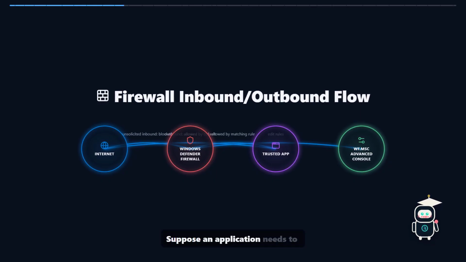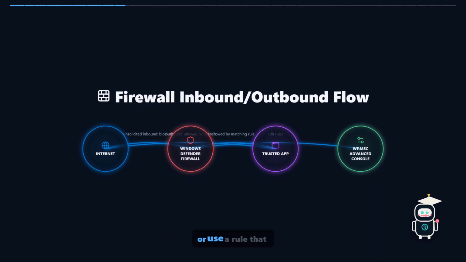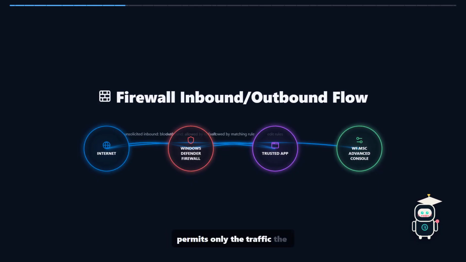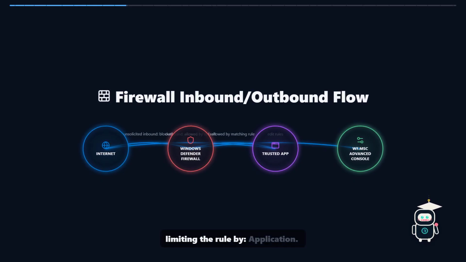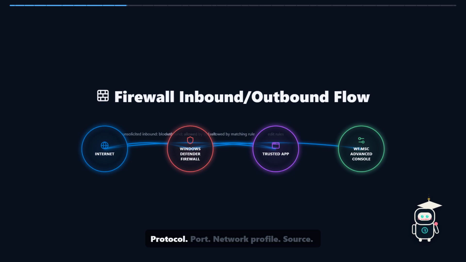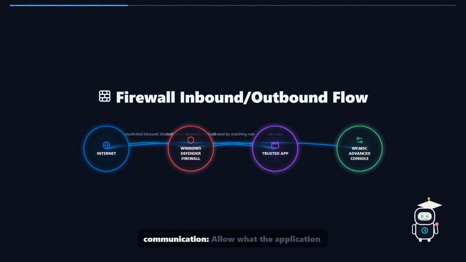Suppose an application needs to accept incoming connections. Instead of turning off the firewall, create or use a rule that permits only the traffic the application actually requires. Depending on the situation, that could mean limiting the rule by application, protocol, port, network profile, source, or other available conditions. That's least privilege applied to network communication. Allow what the application needs. Don't open more than necessary.